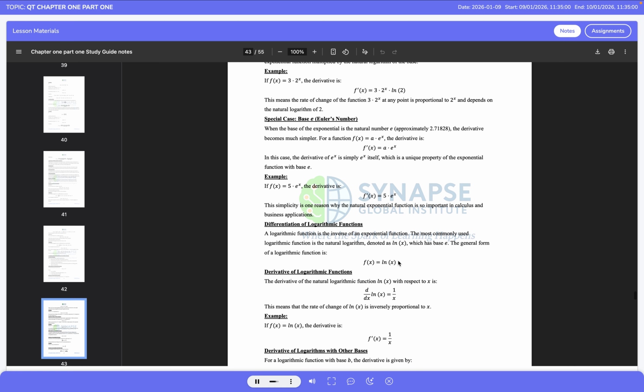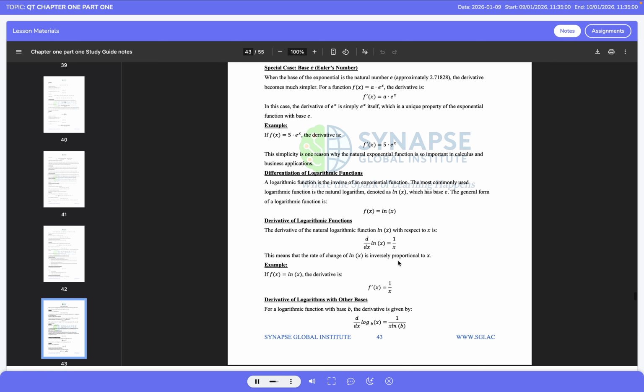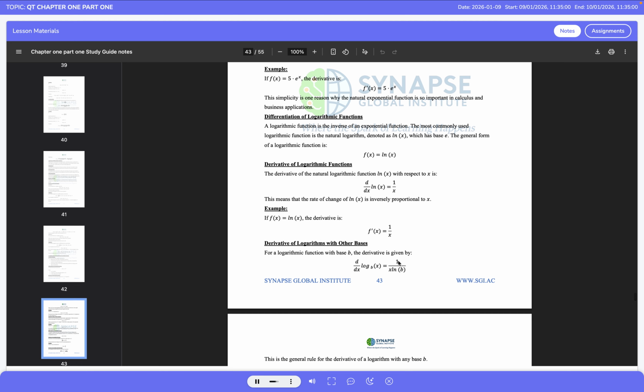We now turn to logarithmic functions. A logarithmic function is the inverse of an exponential function, and the most commonly used logarithmic function in calculus is the natural logarithm, written as ln x. The derivative of the natural logarithm of x with respect to x is 1 divided by x.